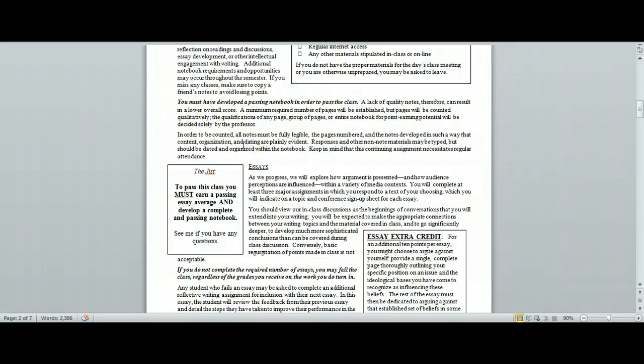now I want to point out a couple other things here. So the gist is that you need to have certain things in order to be able to pass the class. All right, and if you see here, you must earn a passing essay average and develop a complete and passing notebook. In order for you to pass the class, you need to have those two things. If you do not have those two things, you cannot pass.